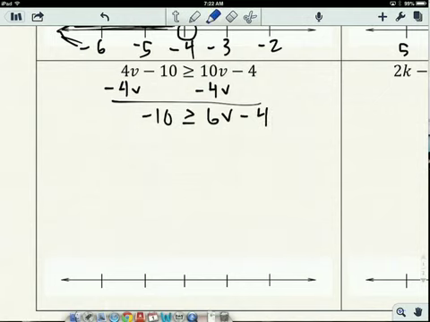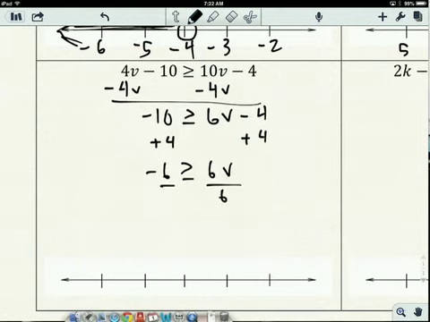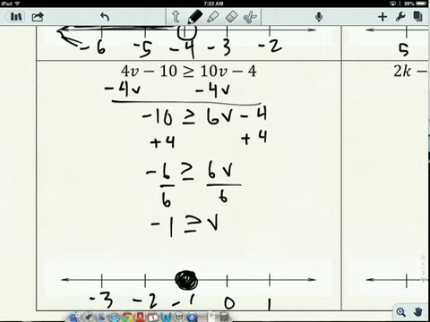You might notice that I lined up my like terms. If you're not doing that, I really suggest that you do. Okay, so now I add 4. I get -6 is greater than or equal to 6v, divided by 6. And so v is compared to -1. And so I'm going to put -1 and then 0, then 1, -2, -3. It could be equal to, so I'll make a closed circle. And v is on the small side, so I'm going to shade towards the small side.